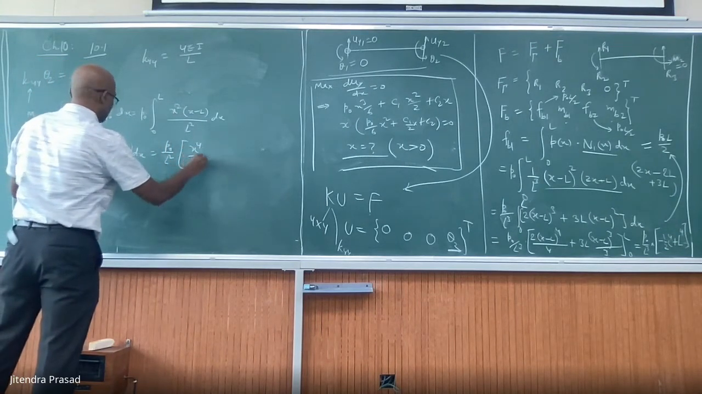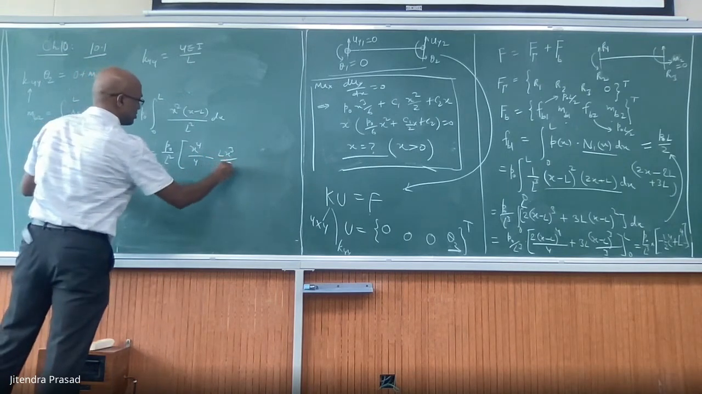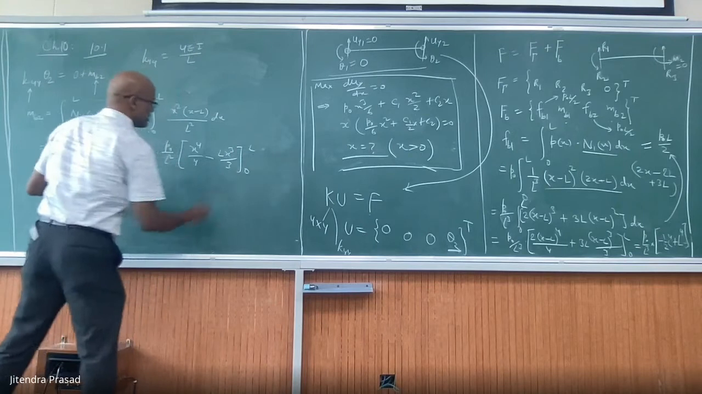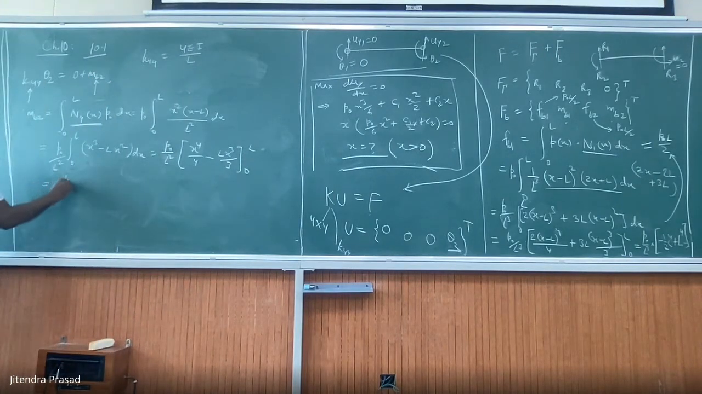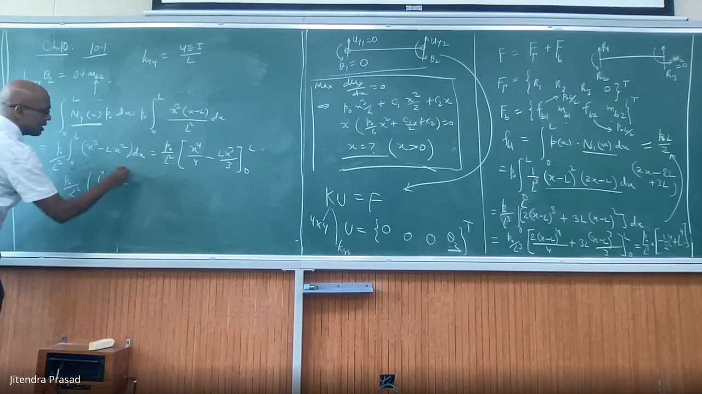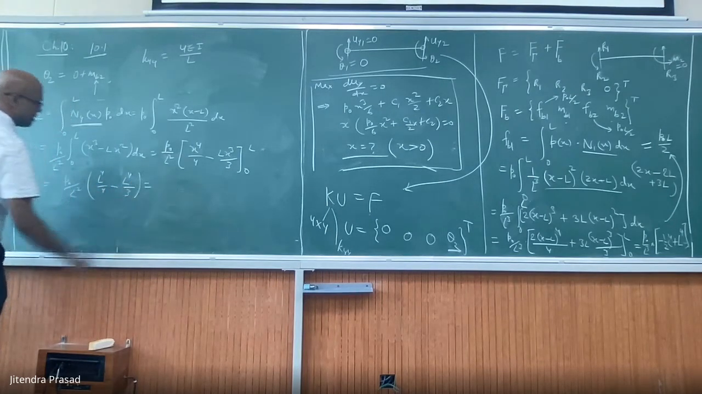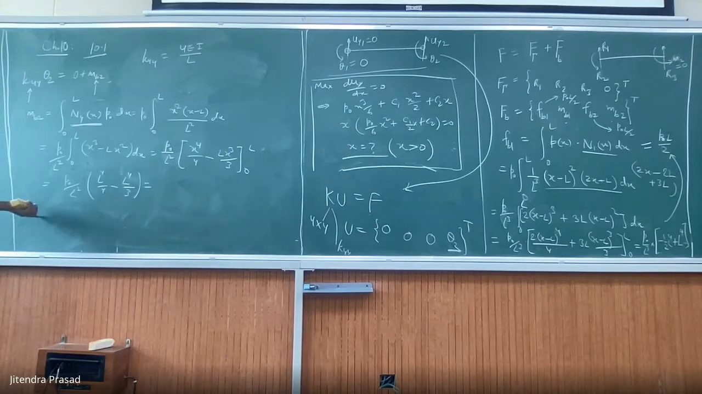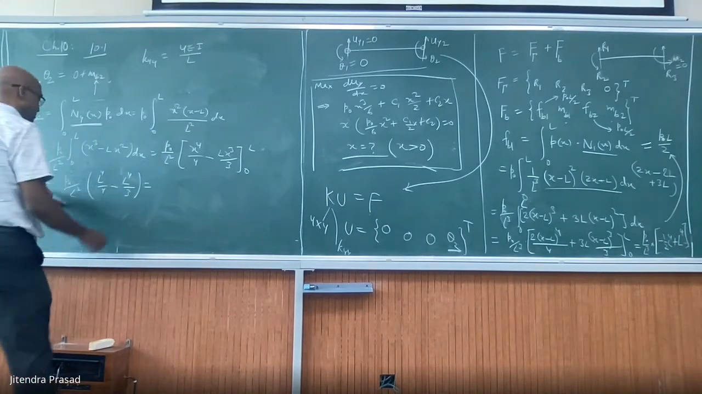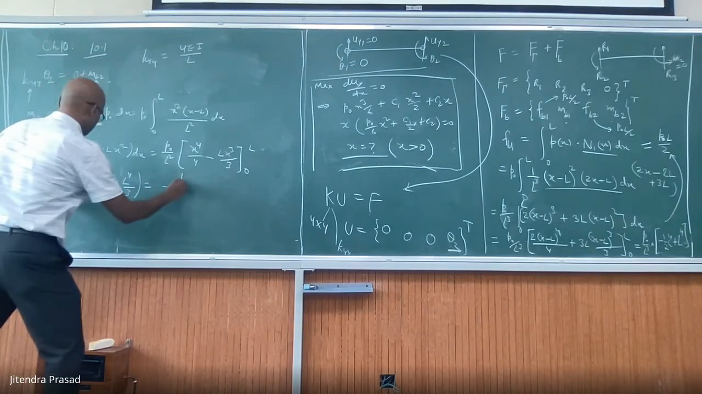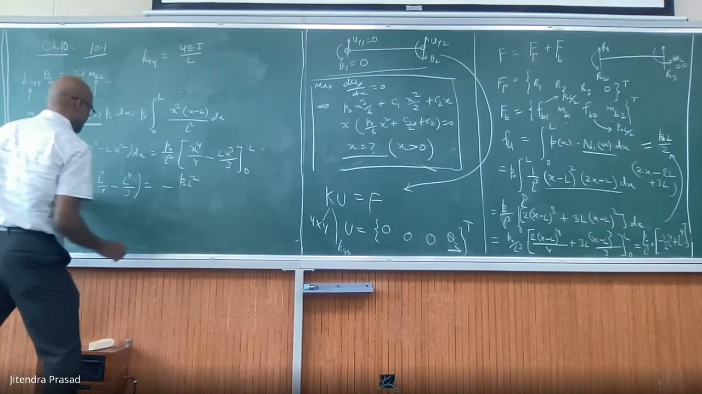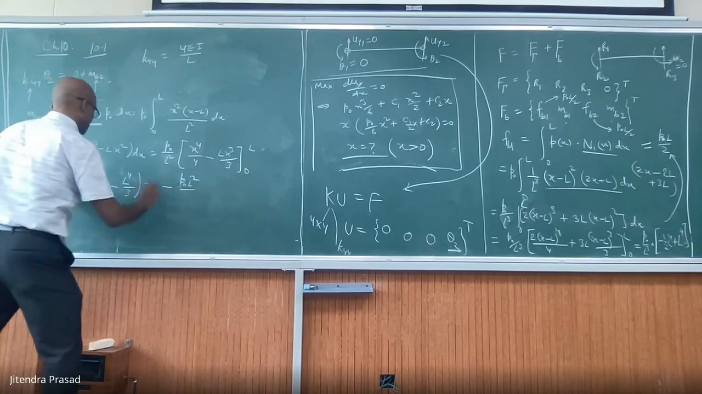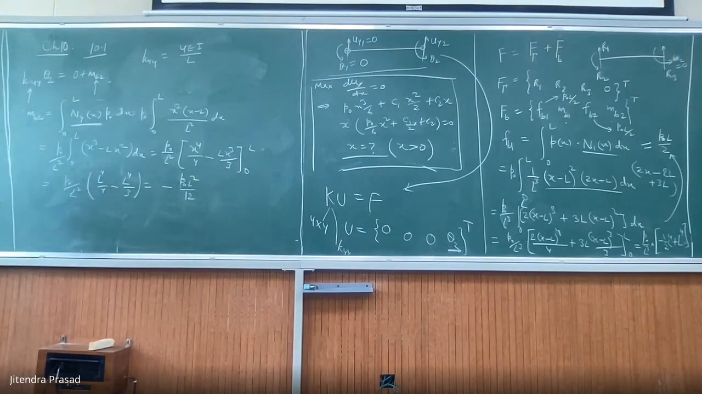x to the 4 over 4 minus L x cube over 3, from 0 to L, is equal to P naught over L square, and then you have L to the 4 over 4 minus L to the 4 over 3. Then what do you get? So it is minus P naught L square divided by 12. Is that correct?